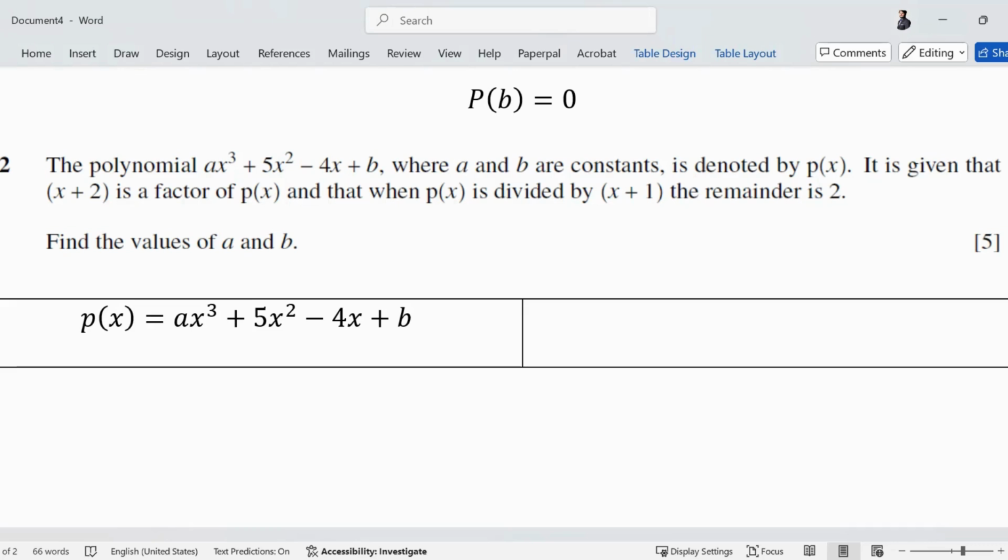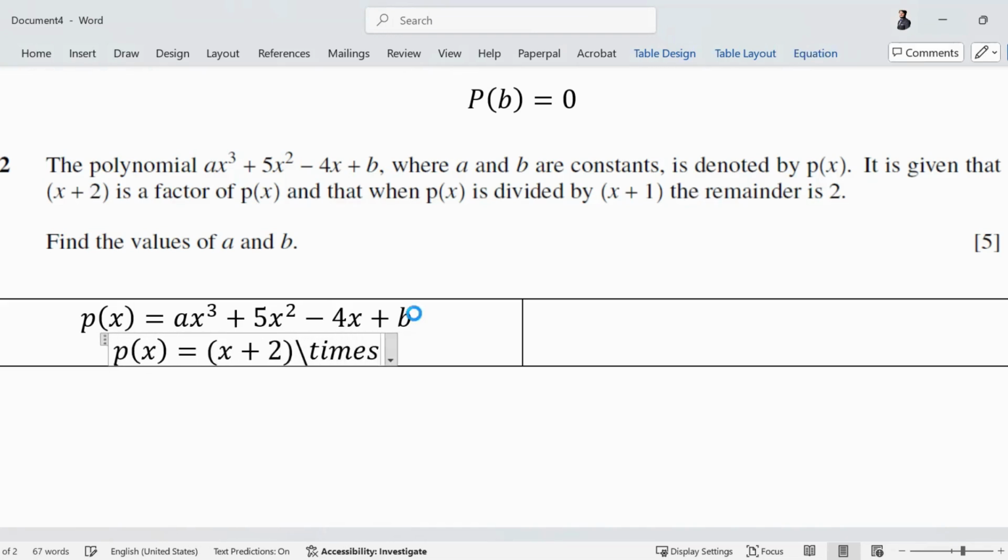Again, it will be solved easily, but try to focus on this. If the question is telling me it is a factor of p of x, can I write p of x as x plus 2 times q of x, which is again another polynomial of x, the quotient? Can I write it like this or not? Just tell me this. Can I say that?